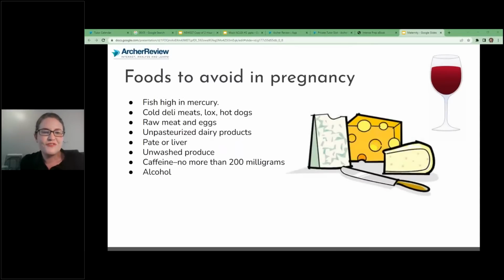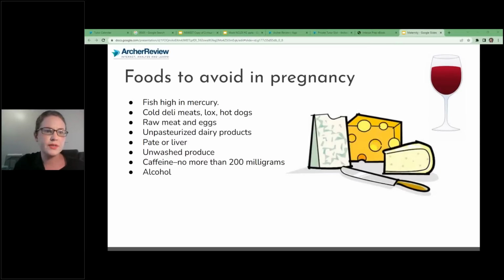But just like there are foods we recommend, there are also going to be those foods that we say, okay, you really, really want to avoid these in pregnancy. So again, fish high in mercury. Mercury really affects the development of the nervous system. It affects the kidneys and the lungs. So absolutely, you got to avoid those fish high in mercury.